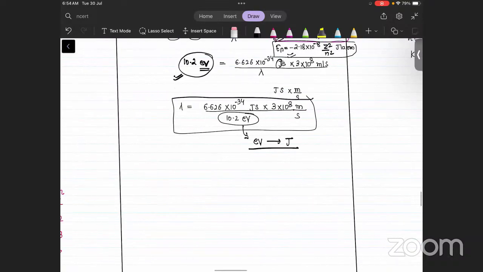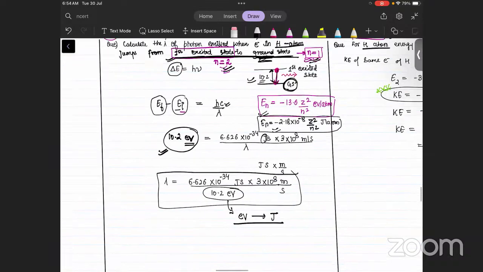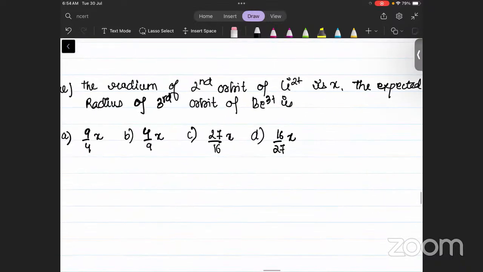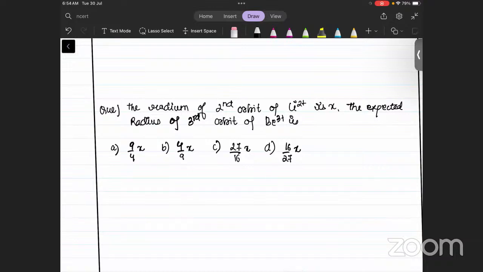Now, let's come to the next question. Let's see as many questions as we can. Okay, this question. This is not radium, this is radius, right?